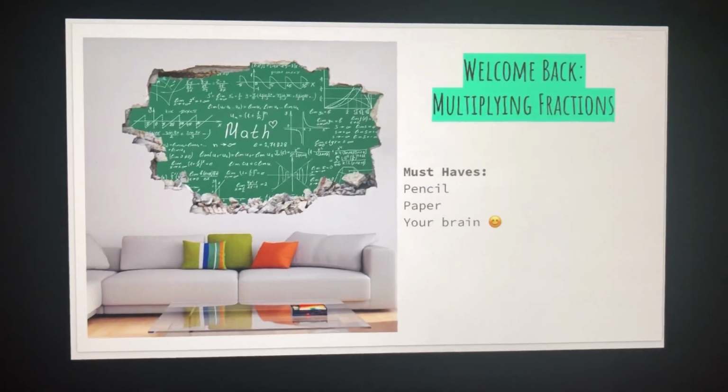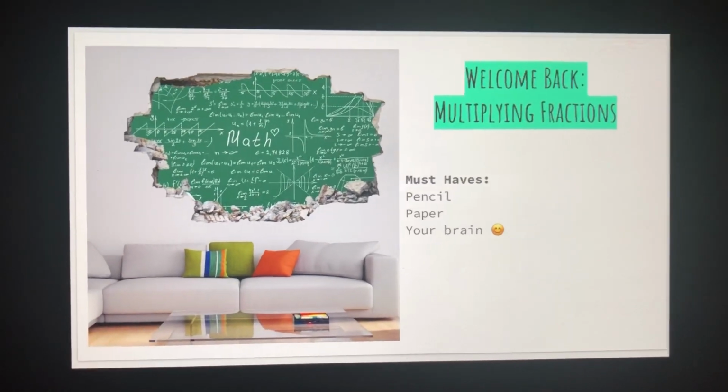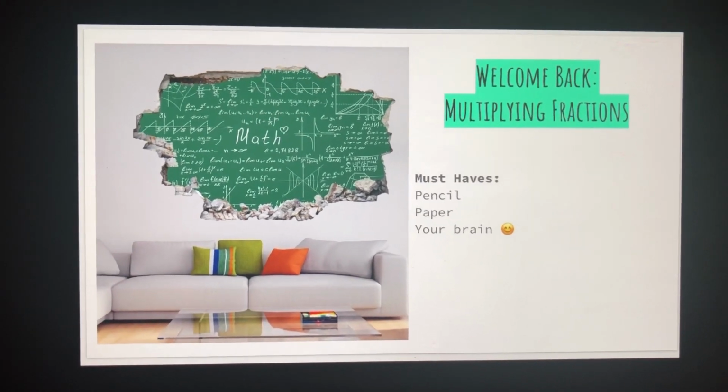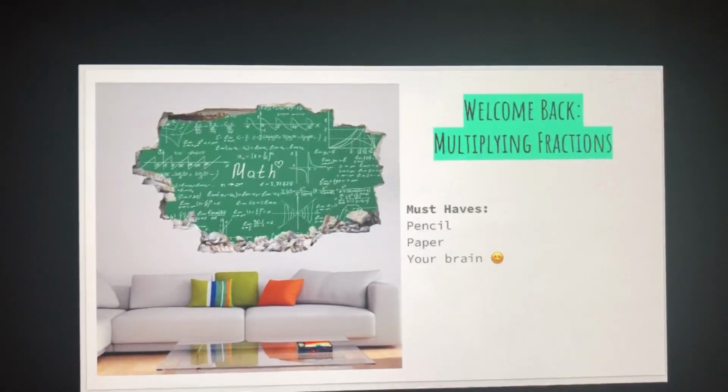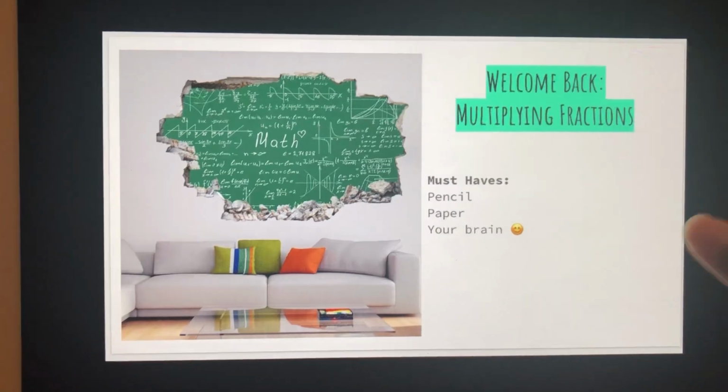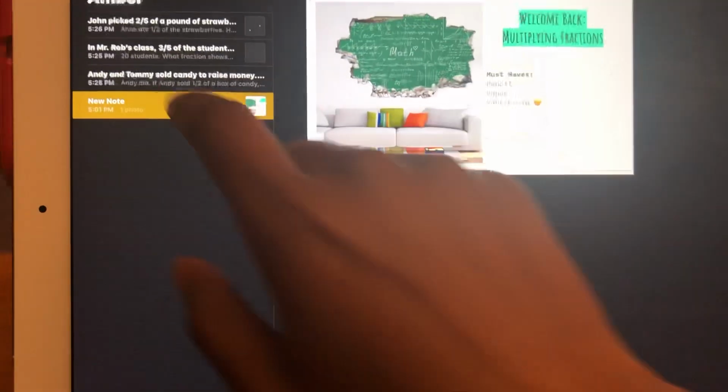Alright, so for now, I need you guys to go ahead and grab a pencil and a paper, and of course your brain. You need to put your thinking cap on right now so that we can go through some of these practice problems together. Okay? Let's go ahead and get started.